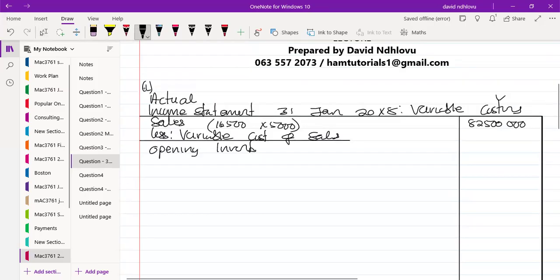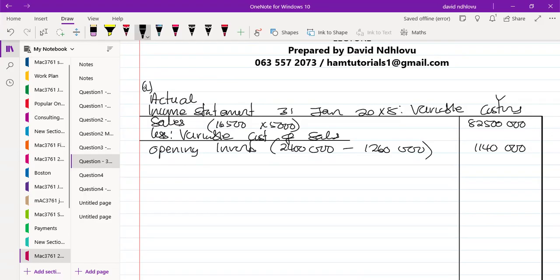All right, so we're going to take the 2.4 minus the 1,260,000, and then we'll have our opening inventory based on variable costing there. Right, so which will give me a figure of 1,140,000. Right, let's recap that really. Remember we have been told in the question that we should do an actual statement based on variable costing.